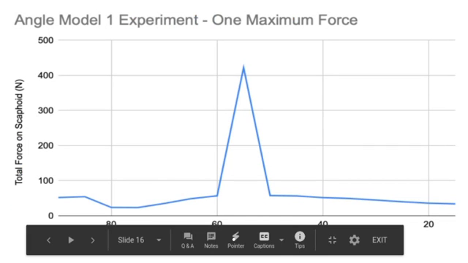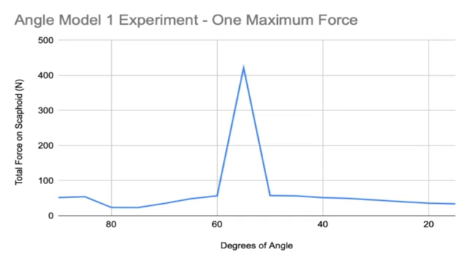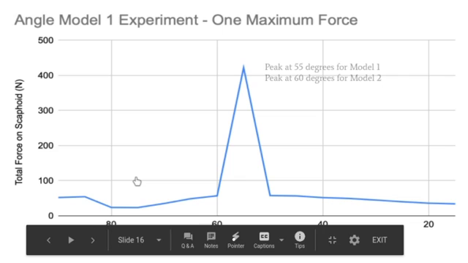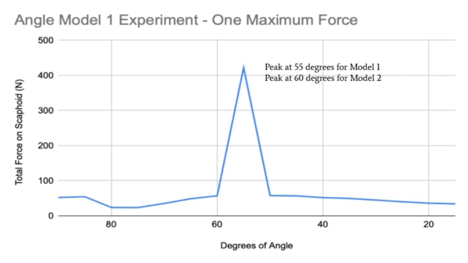The results of the angle experiment saw the one maximum force on the scaffold generally increase to a peak angle and then generally decrease after this peak angle. For Model 1, the one maximum force on the scaffold generally increased in magnitude from 80 degrees up to 55 degrees and then decreased in magnitude from 55 degrees back down to 15 degrees. The maximum force peak for Model 1 was 55 degrees.